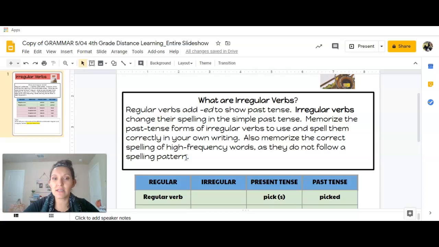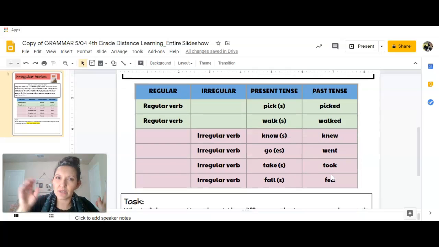Memorize the past tense forms of irregular verbs and use and spell them correctly in your own writing. And that's very important. It says also memorize the correct spelling of high frequency words as they do not follow a spelling pattern. So let's take a look at this. What are they really talking about?